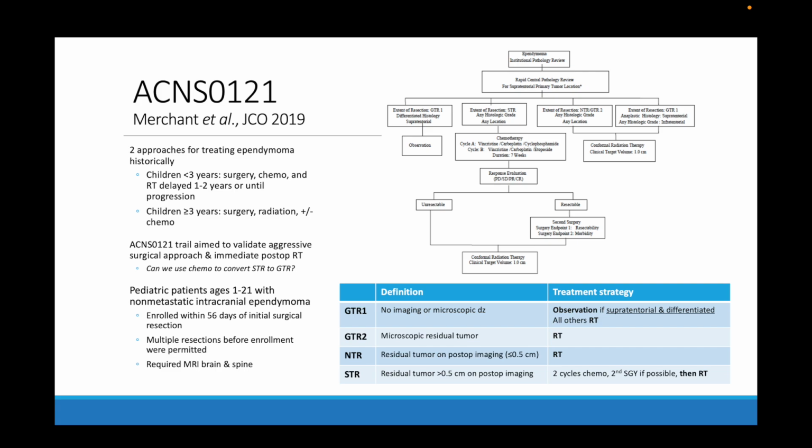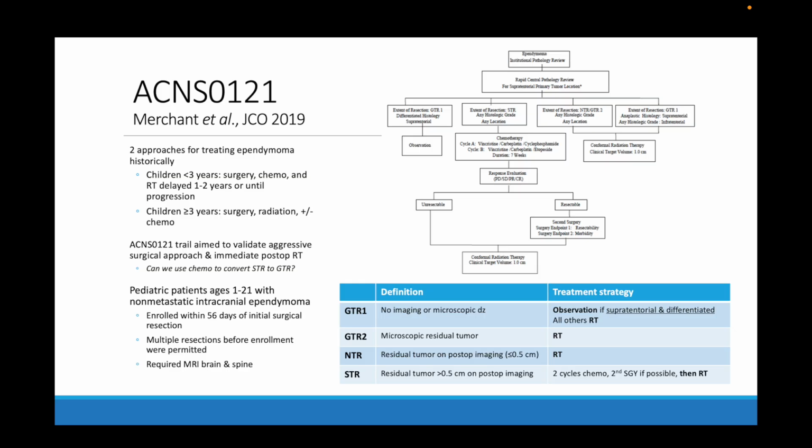So the first trial we're going to talk about is ACNS 0121. And just to give a little bit of background, historically, there were 2 main approaches for treating ependymoma. For children that were younger than 3 years, the paradigm was really surgery, chemotherapy, and then radiation was delayed until the patient was a little bit older, so for another year or 2, or until the disease progressed. So that paradigm was really surgery and chemotherapy with the goal of pushing off radiation as long as possible for children less than 3 years old.